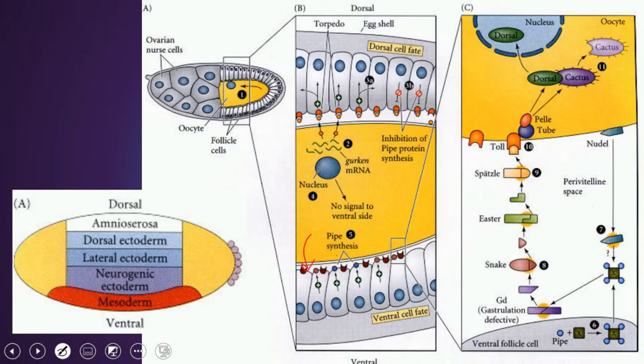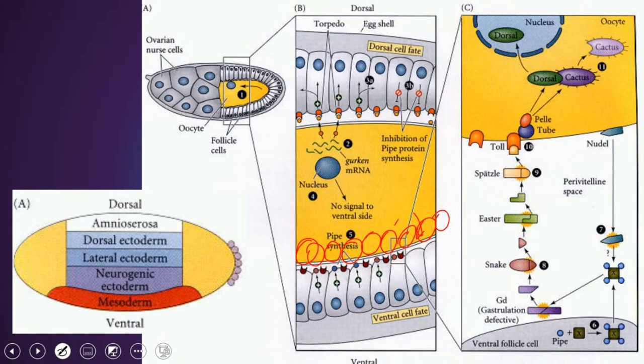Now, what is happening at the ventral side? Ventral side, there is nothing. No Gurken. Even if torpedo receptor is there, nothing to receive, because nucleus is towards the future dorsal side. So this side, no Gurken. No Gurken means pipe protein will not be inhibited. Means here pipe protein will be synthesized. And if pipe protein is synthesized, remember, I'm not going into this entire signaling cascade. Towards the ventral side, whatever small nucleus will appear later, not now. Later when they will appear after fertilization. This is before fertilization, okay?